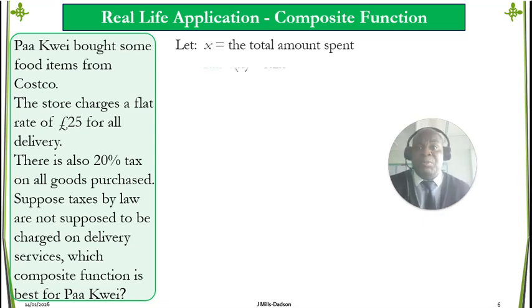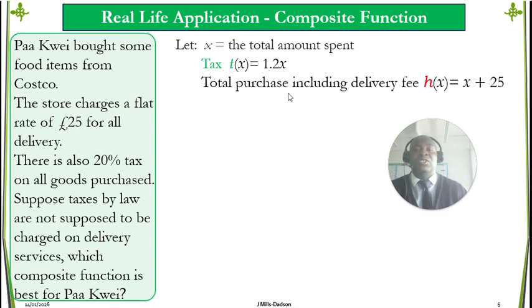If that's the case, our tax function, which is T of x, is 1.2x, because 20% on tax will be 120%, because from the beginning everything is 100%. If you're going to charge 20% more, that is 120%. 120% in decimal is 1.2 if you think of the multiplier method. So 1.2 times the amount that you spend will give you 1.2x. So that's my first function.